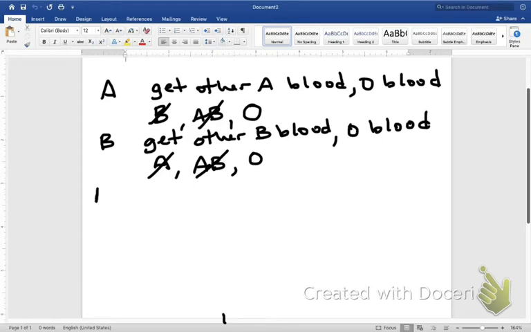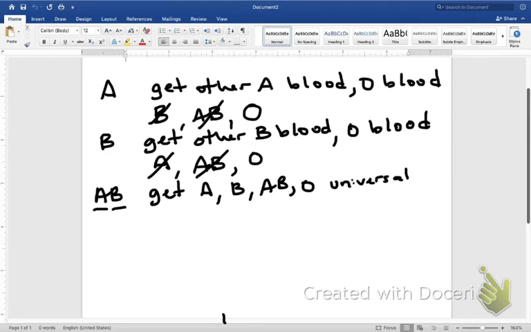All right, if you have AB blood, you can get A blood, because would your body recognize A's? Sure, it has an A. You can get B blood. Will your body recognize the B's? Sure, it has them. You could get AB blood. You recognize both. Or you could get O blood because there's nothing. So they call these people the universal recipients, meaning they can get anybody's blood. Okay.